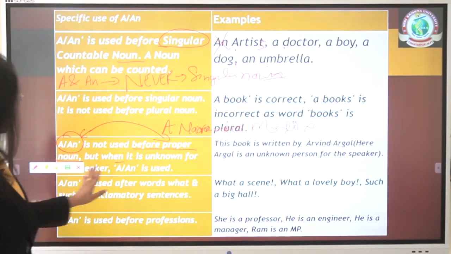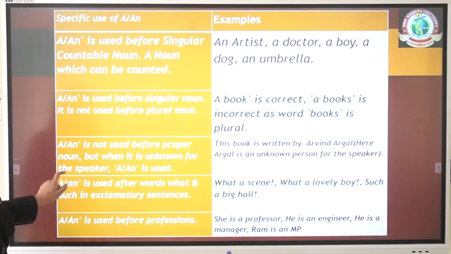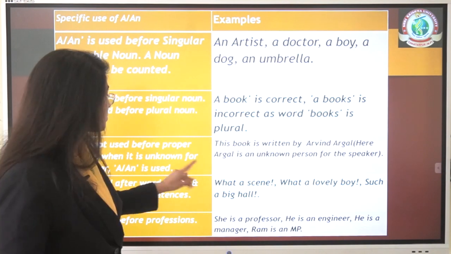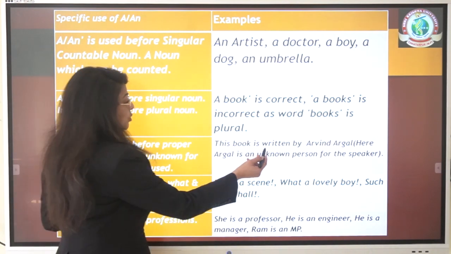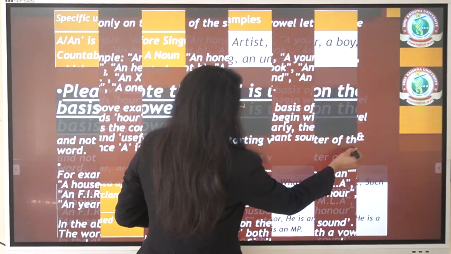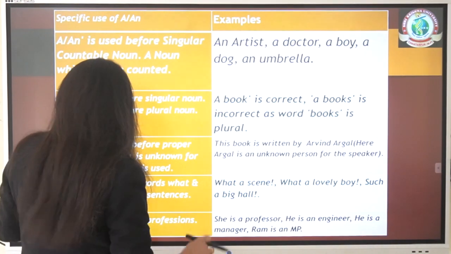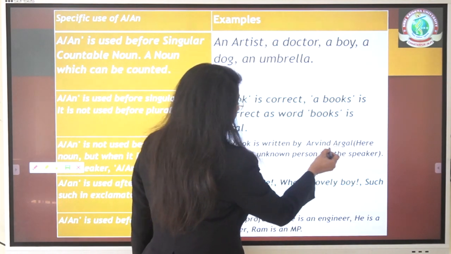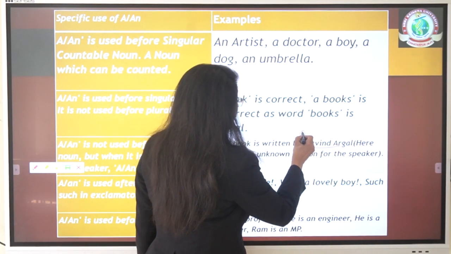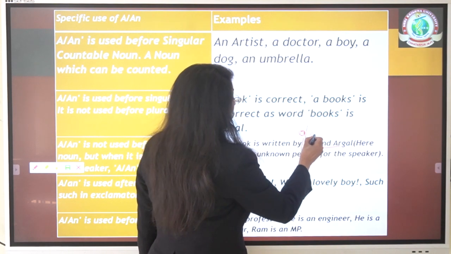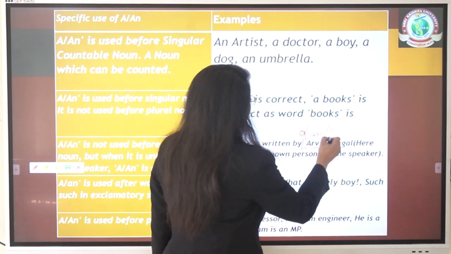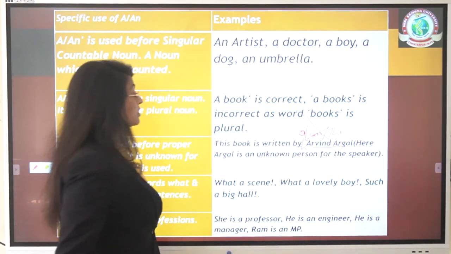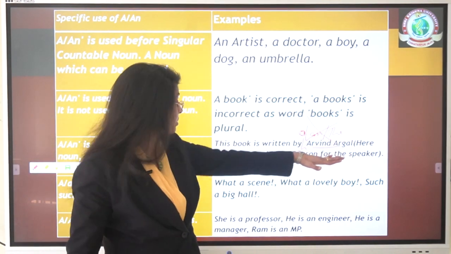But when it is unknown to the speaker, A and AN are used here. Look here. This book is written by Arvind Aggarwal. We are not saying A Arvind Aggarwal or AN Arvind Aggarwal or the Arvind Aggarwal. This will be wrong. So this is a proper noun, okay?